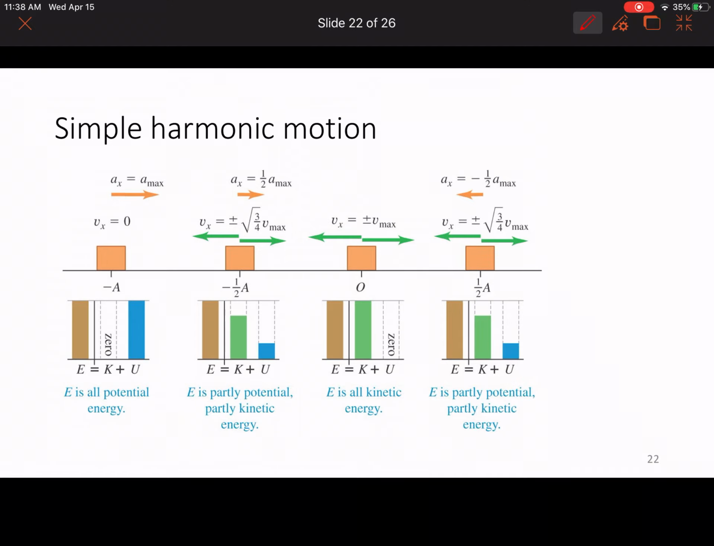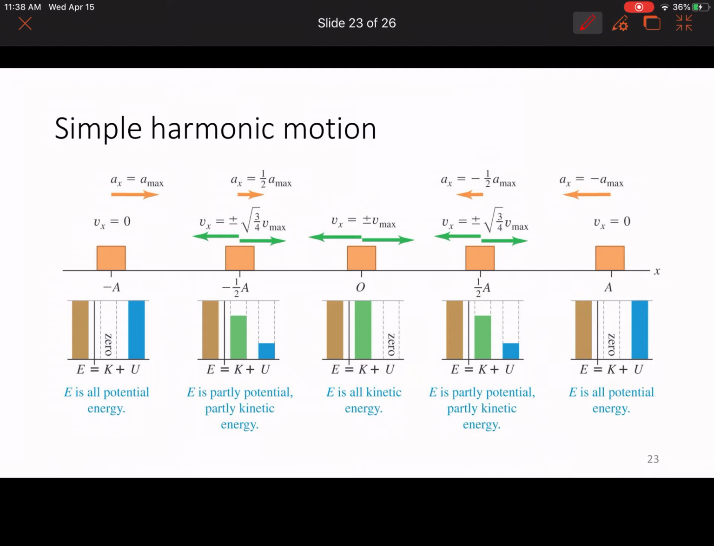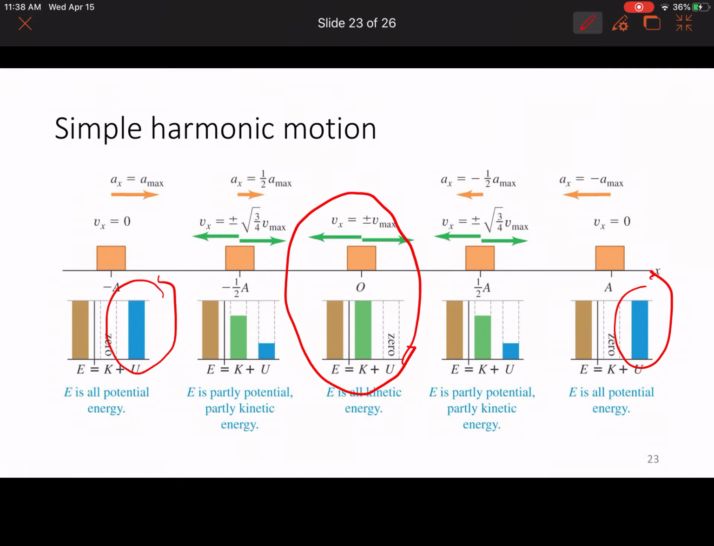And then I continue on with my oscillation. So if I get halfway again, my velocity is back to root 3 over 4 V max. I get to my other maximum displacement when it's fully on the positive side, and again, it's all potential energy. So what you see is energy is conserved and it's sloshing back and forth between all potential energy at the maximum displacements and all kinetic energy when it passes through equilibrium.